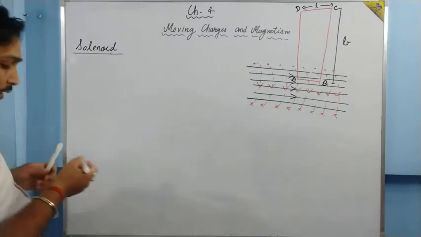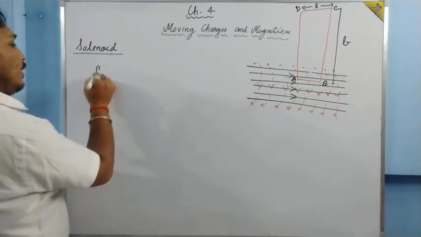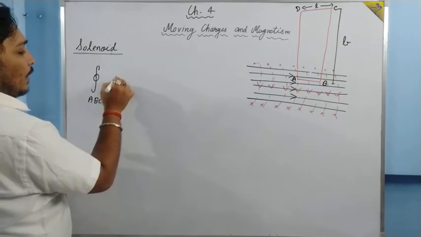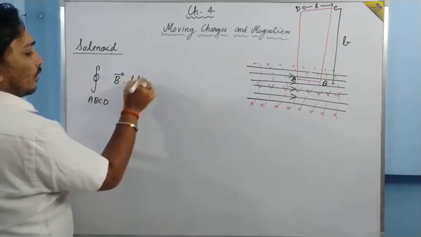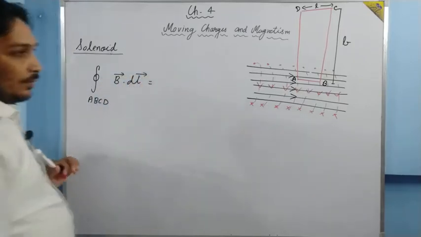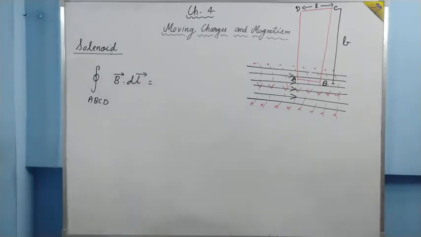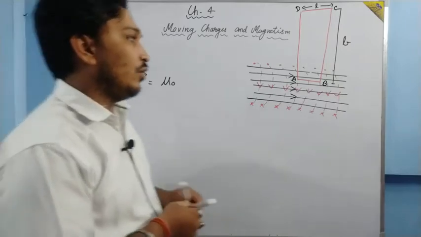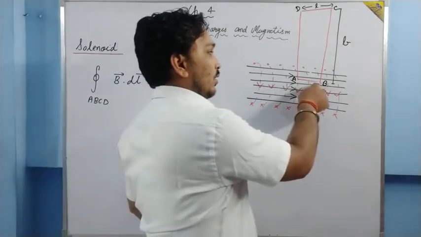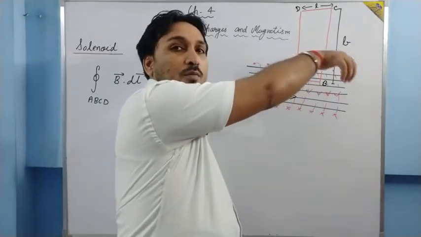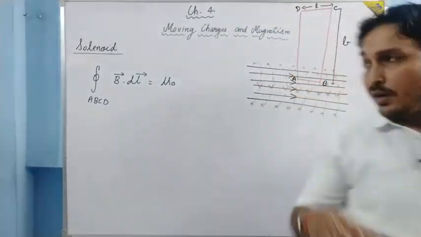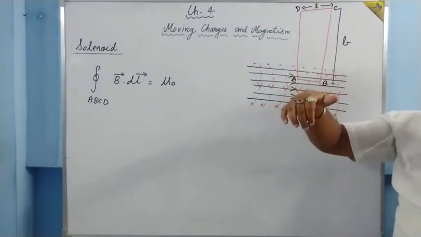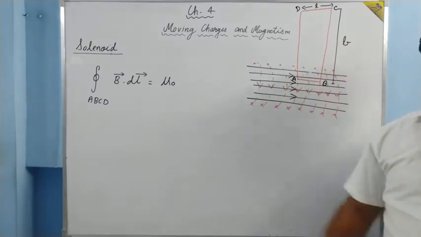Now, if I want to apply Ampere's circuital law over ABCD, then the integral of B vector dot dl vector is equal to mu naught times the current passing through the loop. So how much current is passing through the loop? The current which is coming out through the loop, that very current we need to discuss.